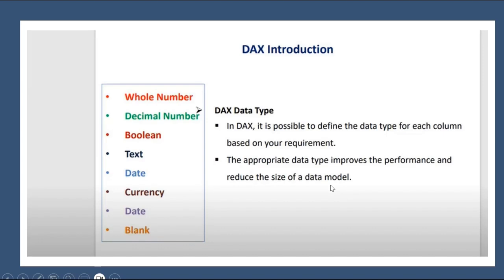So in DAX, what kind of data can we use? It is possible to define the data type for each column based on its requirement, because appropriate data types improve performance and reduce size. So we can use whole number, decimal number, boolean, text, date, currency, and blank. It's up to you what kind of data you want to use, so it can be feasible for your data set.